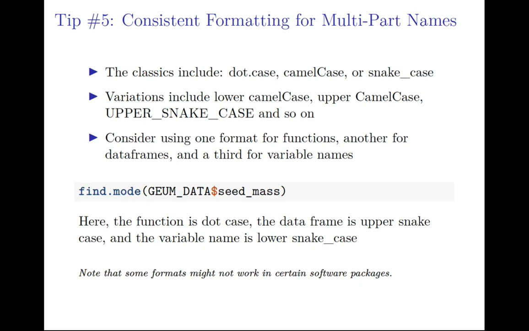So here in this example, you can see that the function is in dot case, find.mode. The data frame is in upper snake case, GM_DATA, all in caps, and the variable name is in lower snake case, so seed_mass. And I do want to point out that some formats might not work for certain types of software packages, so just be aware of that. But you never want to use spaces between your multi-part names.